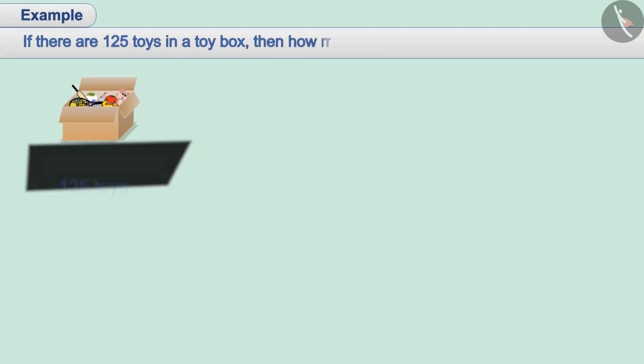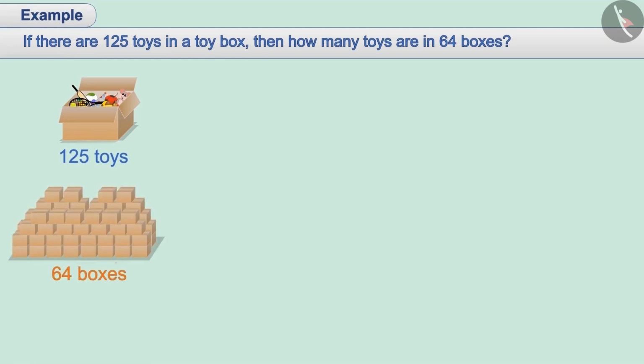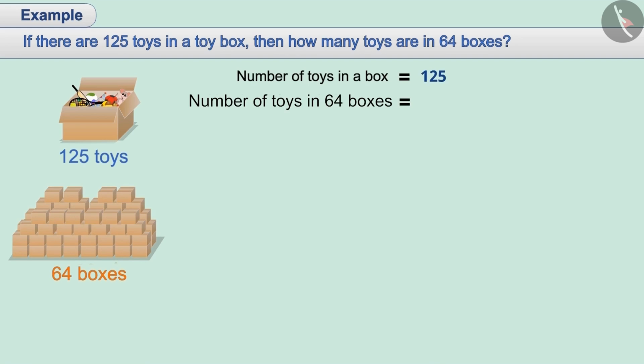Next example, if there are 125 toys in a toy box, then how many toys are there in 64 boxes? Since one box contains 125 toys, the total number of toys in 64 boxes will be 64 multiplied by 125. We can solve this by multiplying both the numbers, but it is time-consuming. Let's learn an interesting way of multiplying numbers by 5, 25, 125.